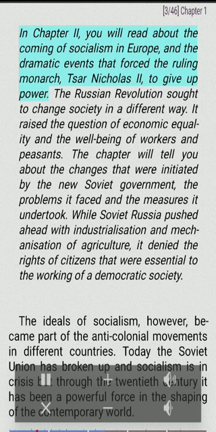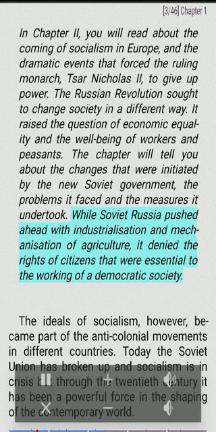In Chapter 2, you will read about the coming of socialism in Europe, and the dramatic events that forced the ruling monarch, Tsar Nicholas II, to give up power. The Russian Revolution sought to change society in a different way. It raised the question of economic equality and the well-being of workers and peasants. The chapter will tell you about the changes that were initiated by the new Soviet government, the problems it faced, and the measures it undertook.